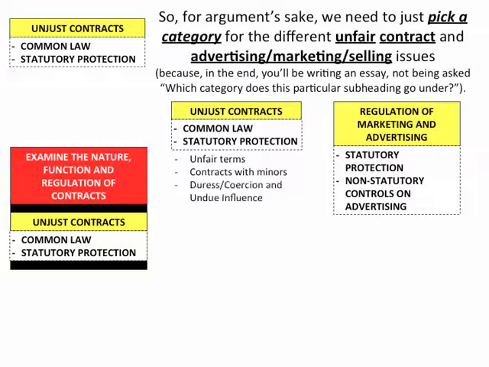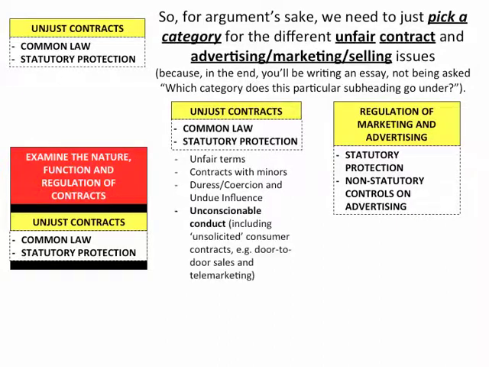We're going to look at things like duress or coercion, as well as undue influence. And we're going to look at unconscionable conduct here. Even though I guess you could do it in the marketing and advertising because it's like things like door-to-door sales and telemarketing and some of the tactics that they use in order to get someone to sign an unjust contract. So yeah, you could do it in here.